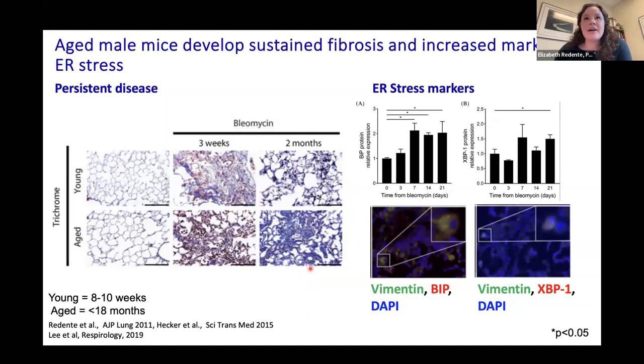And work by Mauricio Rojas and Ana Mora really have started to look at stress response markers in these aging animal models and show that there's increased ER stress markers in these cells as well. So again, not just looking at increased persistence in this disease, but other markers that are associated with IPF, including ER stress, become apparent as the animals are aged.